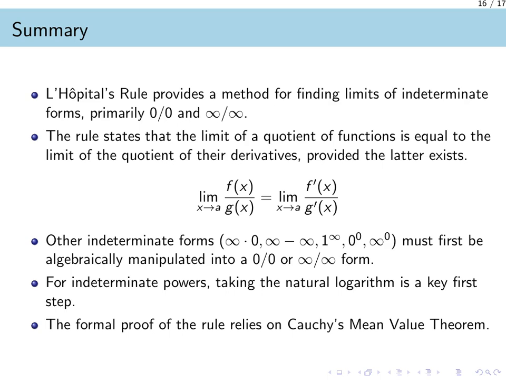When you encounter indeterminate powers, such as 1 to the power of infinity or 0 to the power of 0, the crucial first step is to take the natural logarithm. Finally, remember that the formal proof for this powerful technique relies on Cauchy's mean value theorem. In short, L'Hopital's rule uses derivatives to find the value of limits that are not immediately obvious.